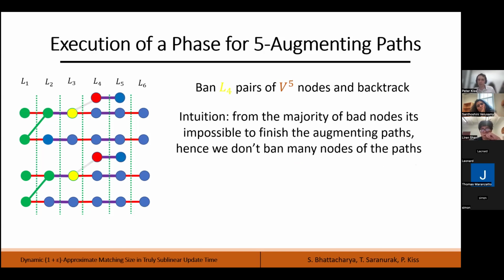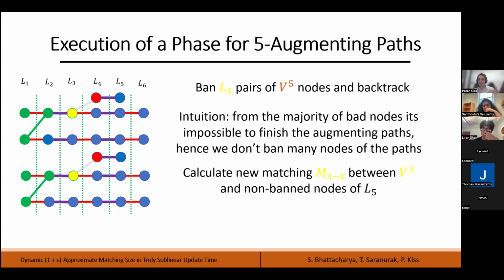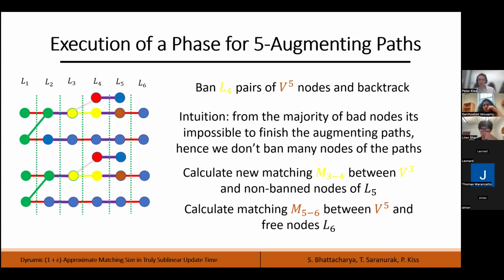Why can we do this? We will set this delta to be so small that it's kind of ensured that the vast majority of the vertices we ban in this step are indeed bad. We will barely lose out on some augmenting paths. A very even tinier fraction of augmenting paths will be banned due to this process. And we repeat this until we actually get to the end. Like in this picture, we get lucky and we are just done.